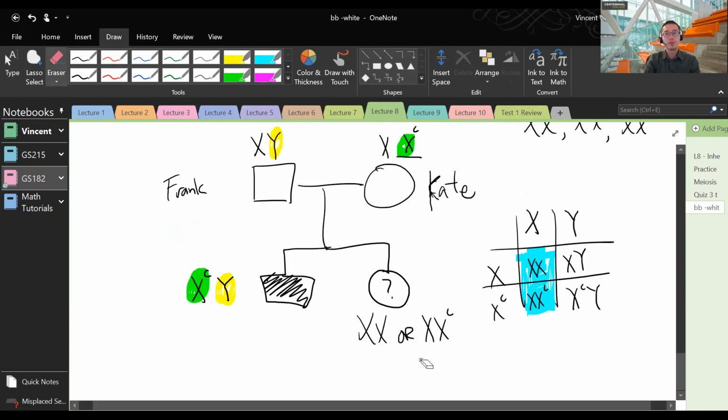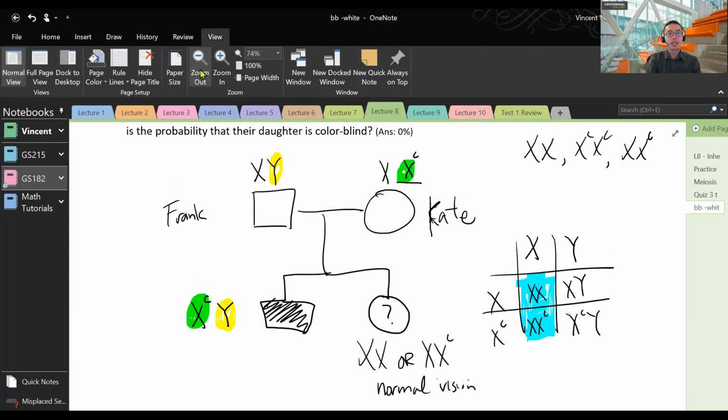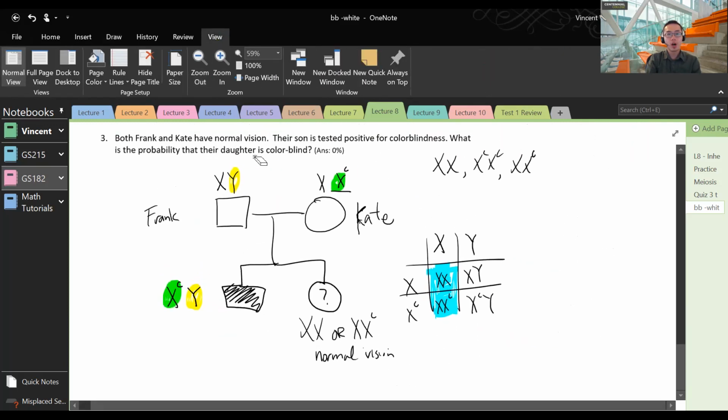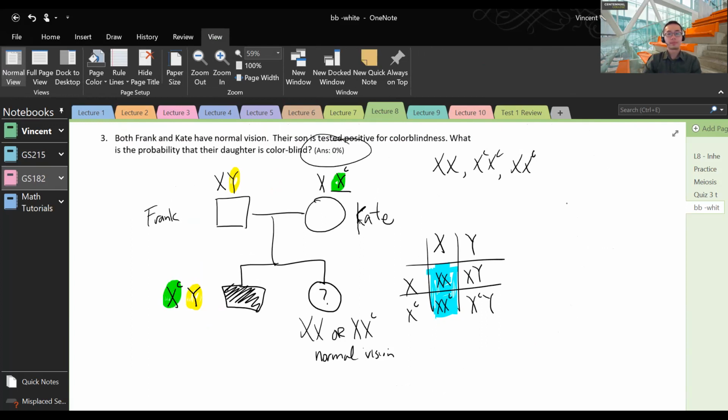But what we do know for certain is whether she's XX or XXC, in either case, both of them would be normal vision. She might be a carrier, but it doesn't matter. She will still have normal vision. So the question asks, what's the probability that their daughter will be colorblind? No chance. 100% guarantee. Make sense?